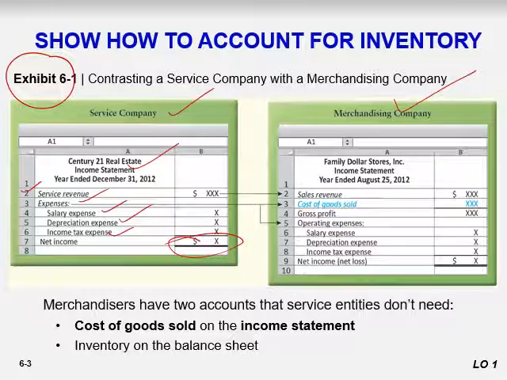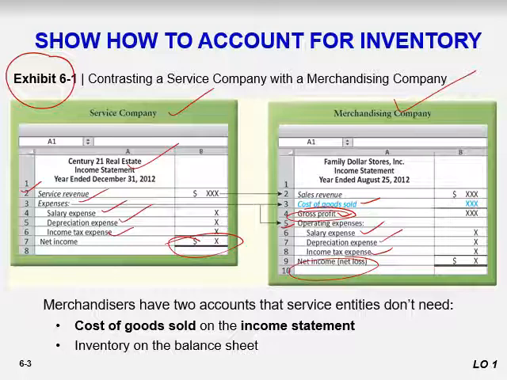You have salary expense, depreciation, income taxes, and you have net income. Fairly simple. But when you talk about merchandise, then you need to segregate sales from cost of goods sold, and then we have gross profit. From gross profit you deduct operating expenses. What kind of operating expenses? We have salary expense, depreciation, income taxes, and then we're going to have our net income. So did you notice here we have two kinds of profit measures? One is gross profit and one is net income or net loss.